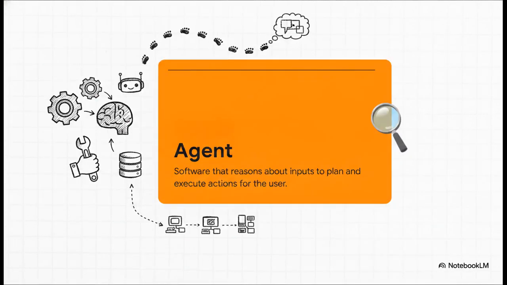But let's see how this builds into something even more incredible, the agent. An agent is software that doesn't just passively talk to you. It can actually reason about your inputs to plan and execute actions on your behalf. We are crossing the line from a digital chatbot into an autonomous digital worker that can actively use tools and interact with other software. It's a real game changer.